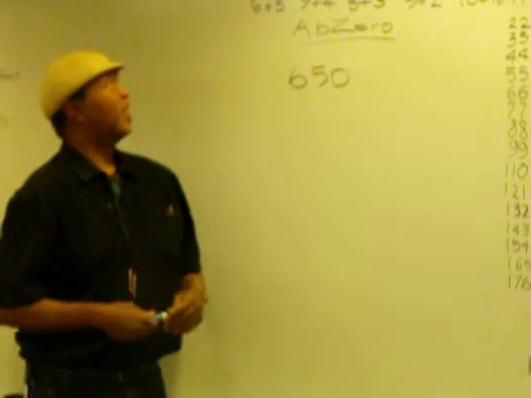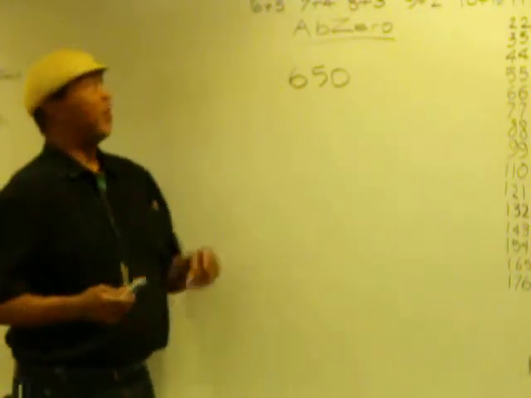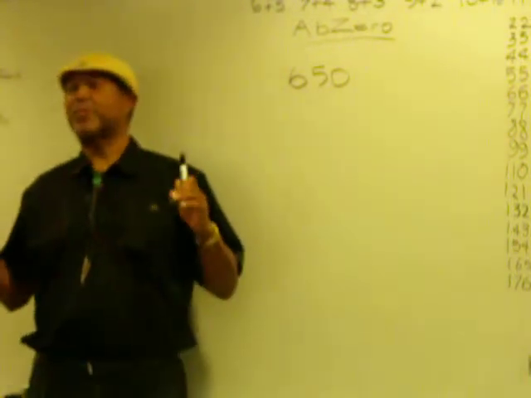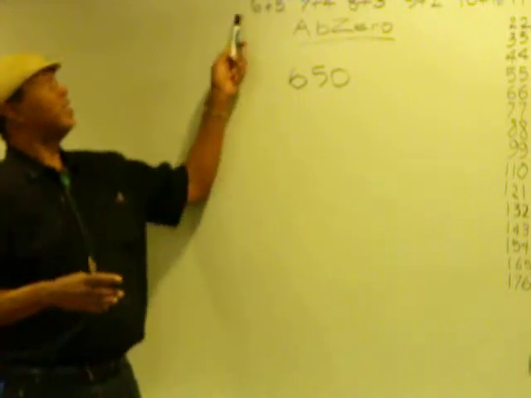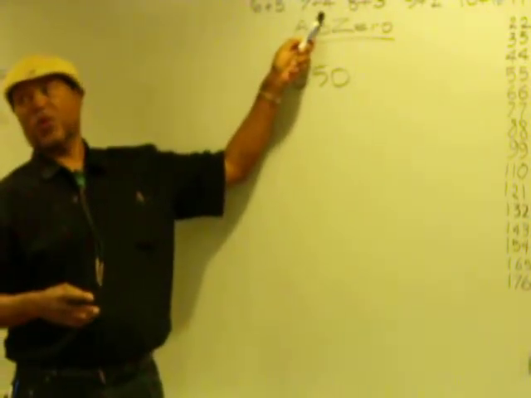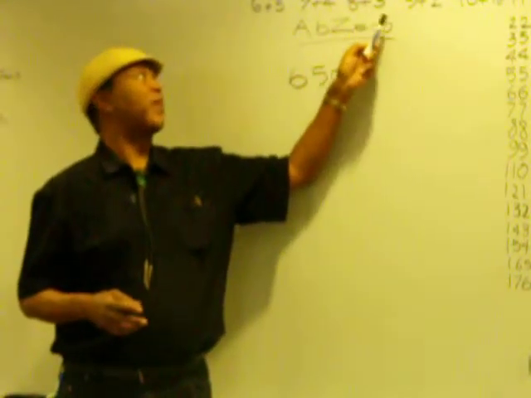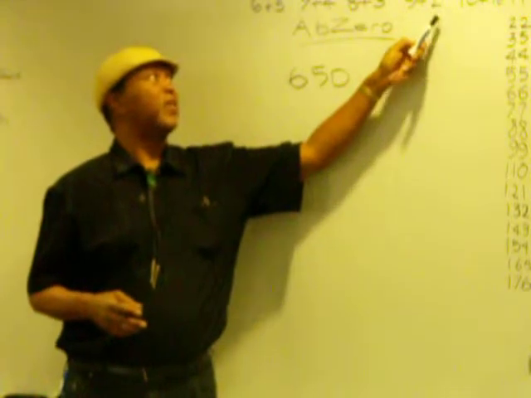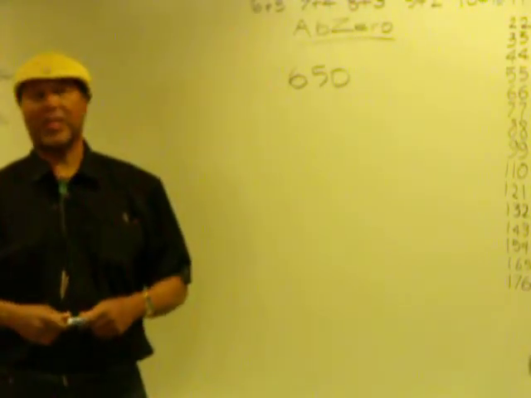Okay, so in the case of 650, we'll get to that in just one second. I just want you to know what numbers constitute 11. So 6 and 5 is always going to be 11. 7 plus 4 is always going to be 11. 8 plus 3 is always going to be 11. 9 plus 2 is 11. And 10 plus 1 is also 11.